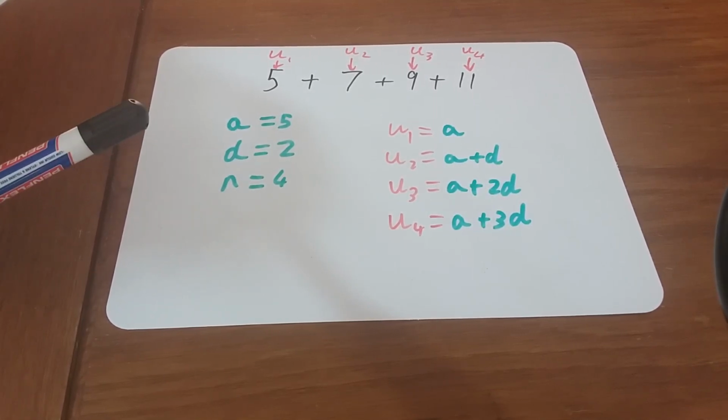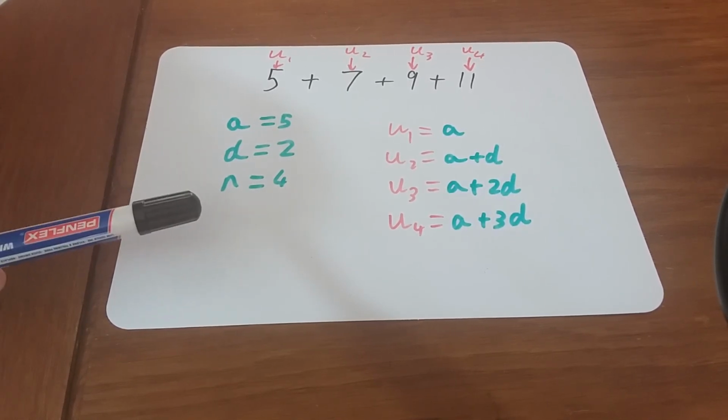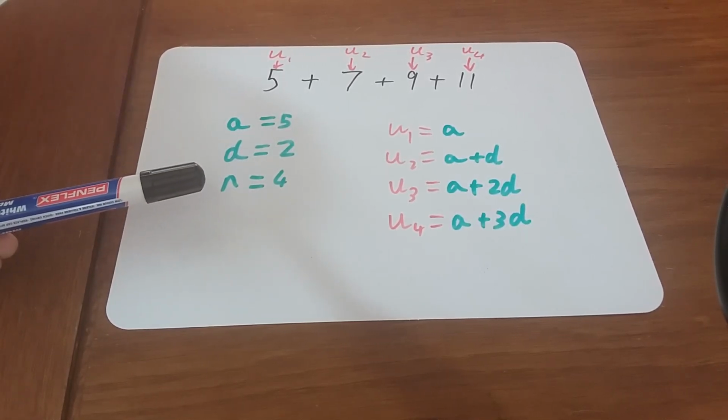All the sequences and series that we're going to do to start off with this week are going to be of this form. And then finally, n is how many terms you have. I've got 4 terms in my series, and so n is 4.